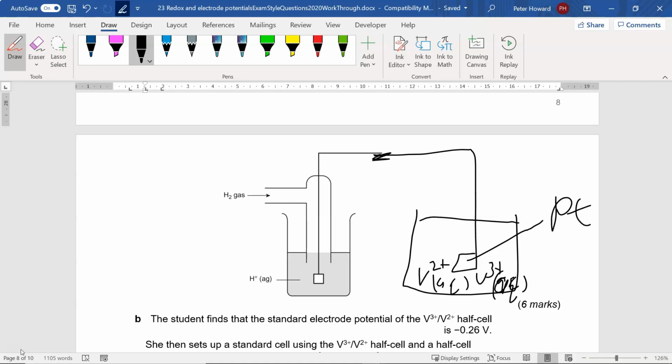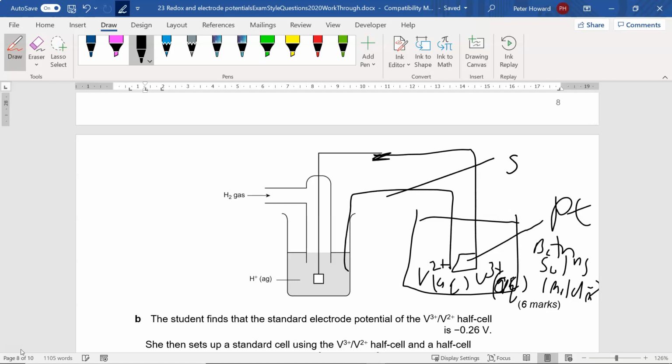And then you could also say both solutions 1 mole per dm^-3. And then we need to make sure we've got a salt bridge. We could label that salt bridge. And also we need a high resistance voltmeter, so a V there. Obviously try to not have a line going through the circle.